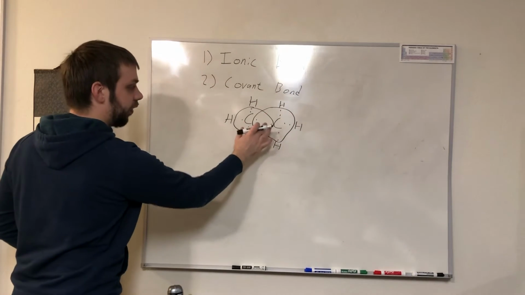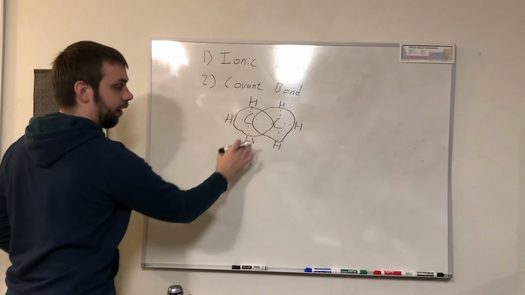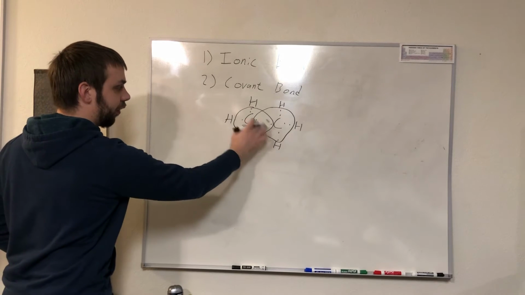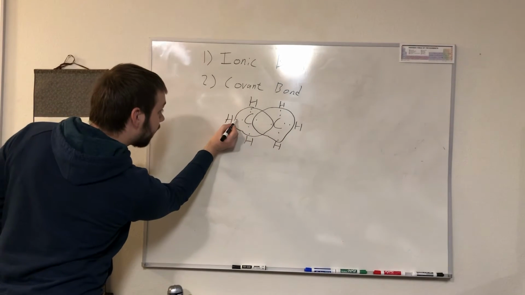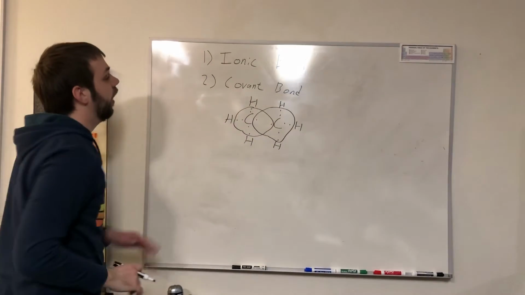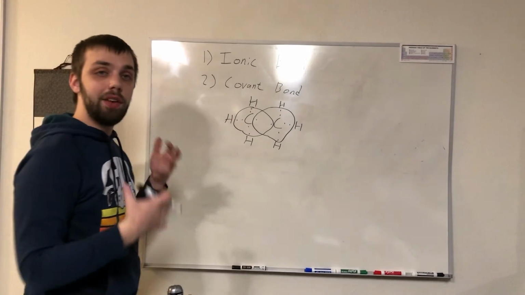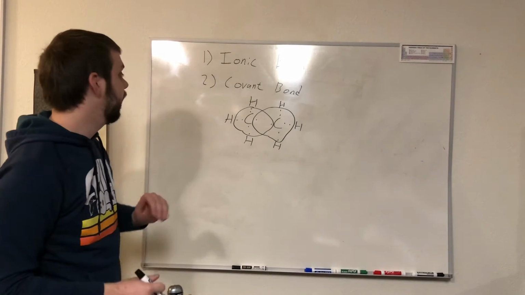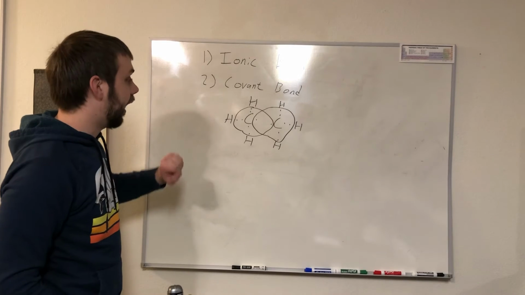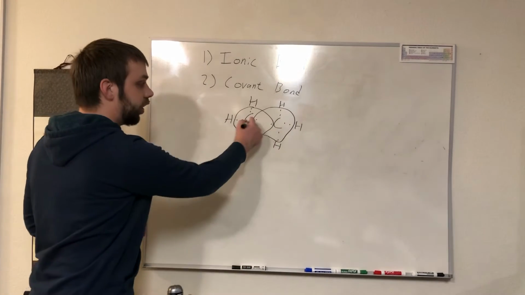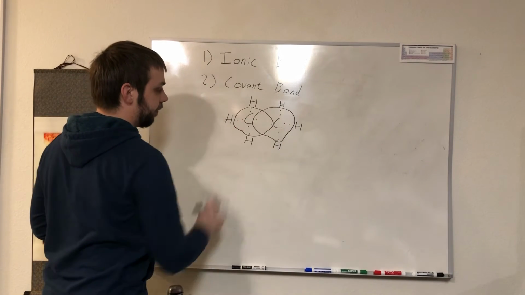If they share these electrons, then this has 1, 2, 3, 4, 5, 6, 7, 8 electrons. This has 1, 2, 3, 4, 5, 6, 7. Oh, actually, let me draw a circle through that one. So that's 8 electrons. So they both have that noble gas electron configuration. They have a full octet, and they're nice and stable. So they share this electron density.